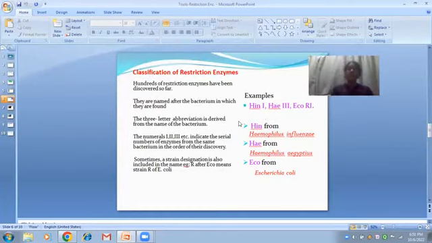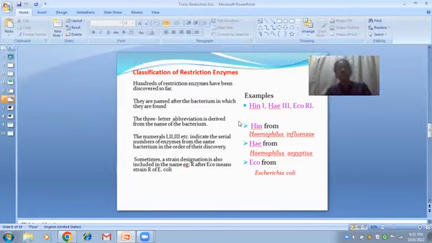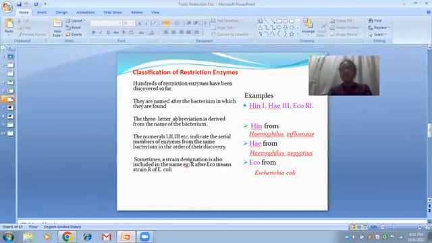It is a very, very important topic. And then how many types of restriction enzymes are available? Generally, 3 types of restriction enzymes are available. Restriction enzyme 1, 2, 3, like that we can simply call them. But the properties of these restriction enzymes are different. Restriction enzyme 1.